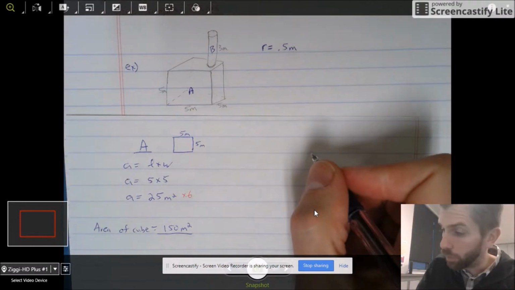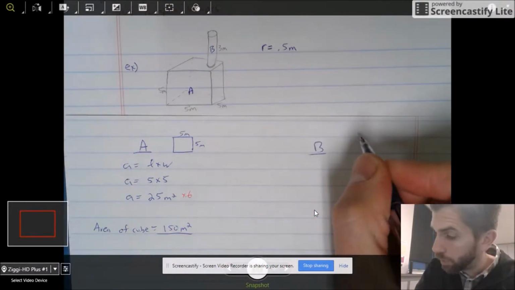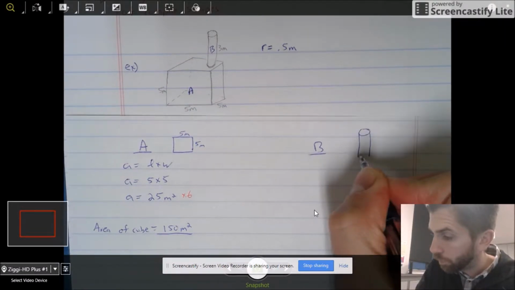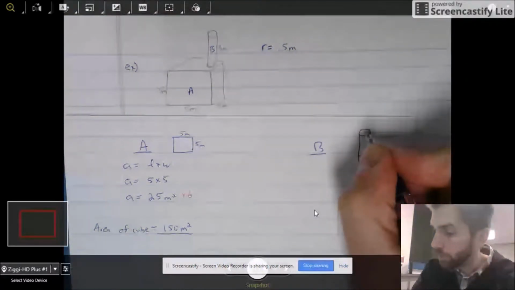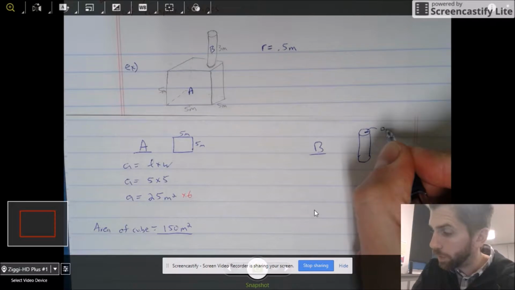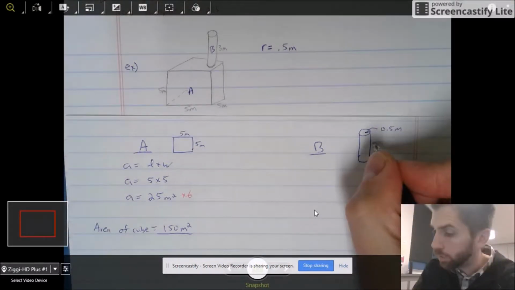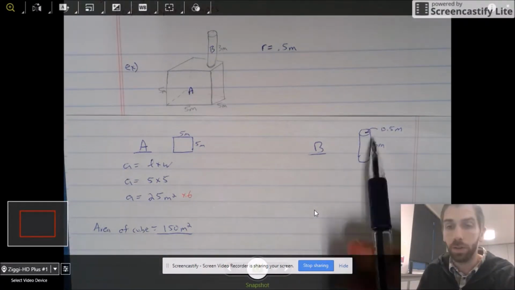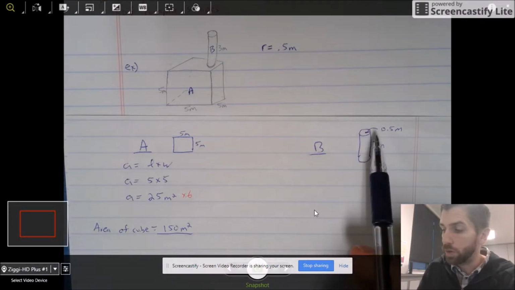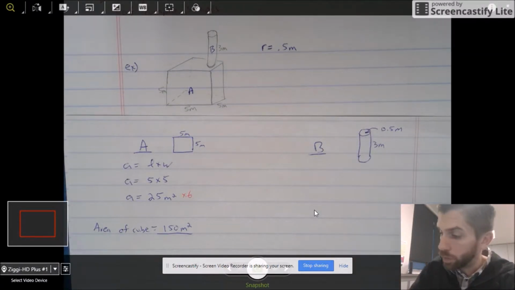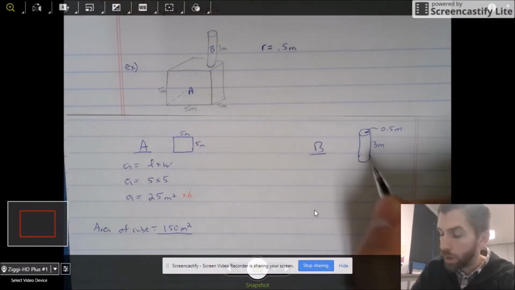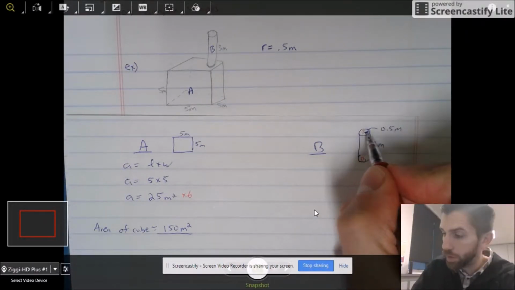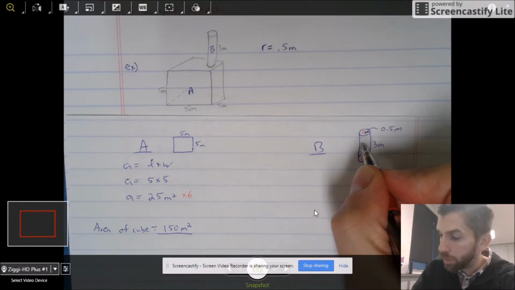Now I'm going to redraw B over here. So B is a cylinder, looks kind of like this. I know the radius is 0.5 meters, and I know its height is 3 meters. Now, if you recall, there's a couple of steps you need to take in order to determine the area of a cylinder like this. First thing I'm going to do is determine the area of my circles. I'll just draw a little dotted line here so you can see the bottom one. I'm going to call this bottom circle B1. So this is B1, and this is also B1. They're the same. And I'm going to call the body of my cylinder B2.